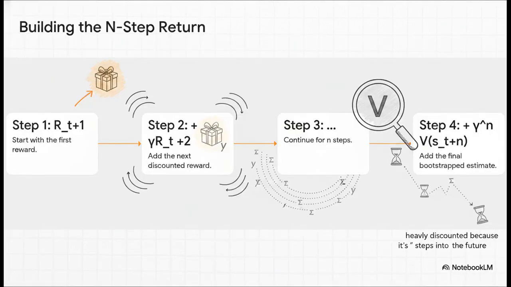So let's see how this actually gets built. It's really just adding things up. We start with the very next reward, then we add the one after that, but we discount it a little with gamma. We keep doing this for n steps, and then at the very end, we tack on our guess, our bootstrapped value estimate from that future state. And of course, that guess is discounted a lot because it's n steps away from where we started.